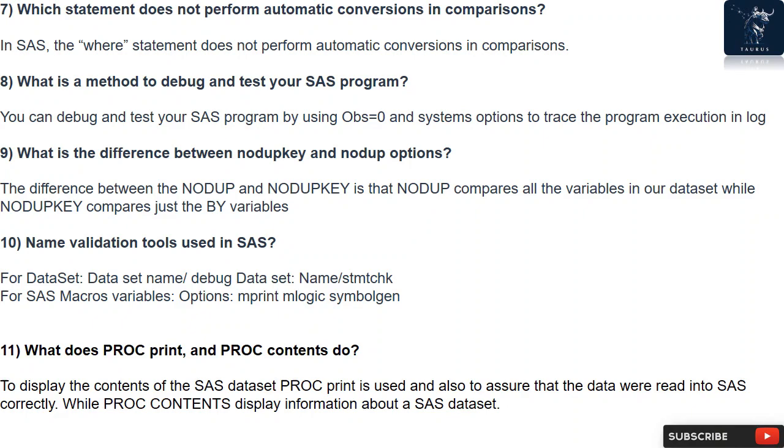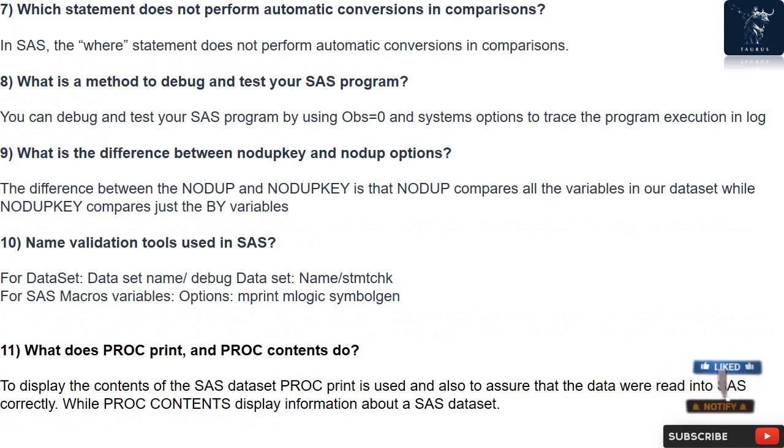8. What is a method to debug and test your SAS program? You can debug and test your SAS program by using OBS=0 and system options to trace the program execution in the log. 9. What is the difference between NODUPKEY and NODUP options? NODUP compares all the variables in our dataset while NODUPKEY compares just the key variables.